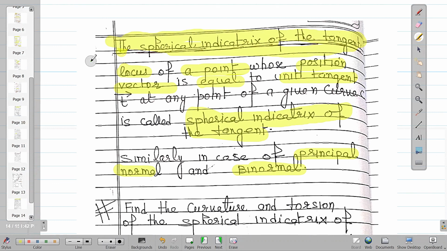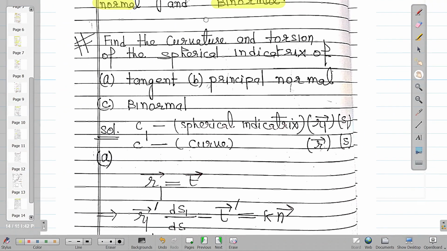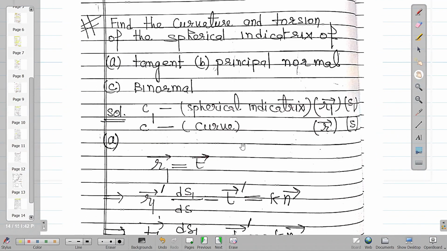If you understand the definition, then you can understand the equations. You can understand their properties. If you understand the definition, you will understand everything, whether it is a question or a property. Now, what is our first property? Our first property: find the curvature and torsion of the spherical indicatrix of the tangent, principal normal and binormal. So that is our purpose.